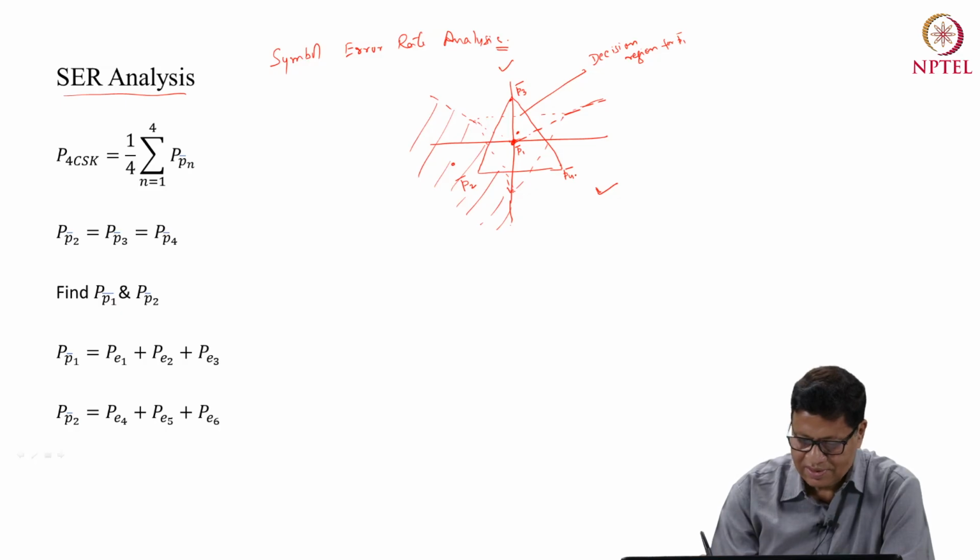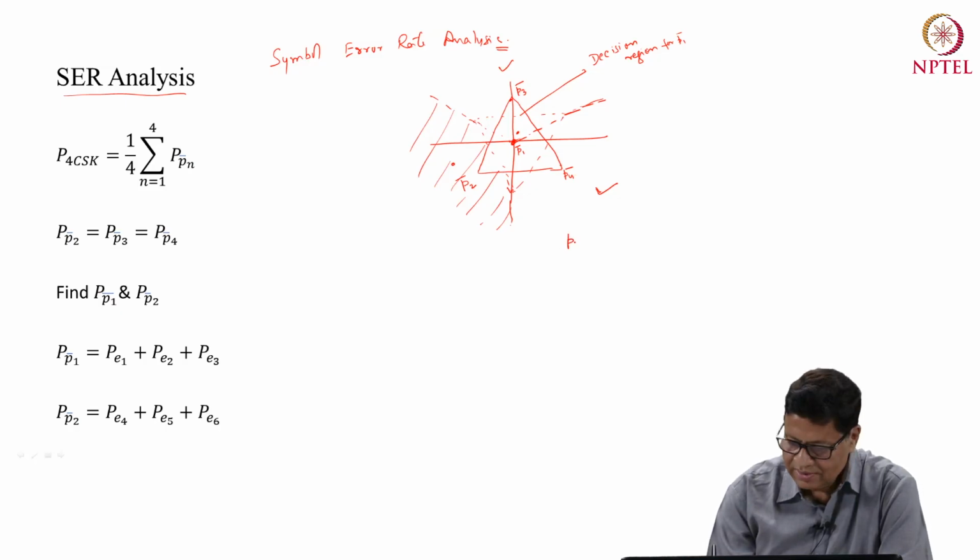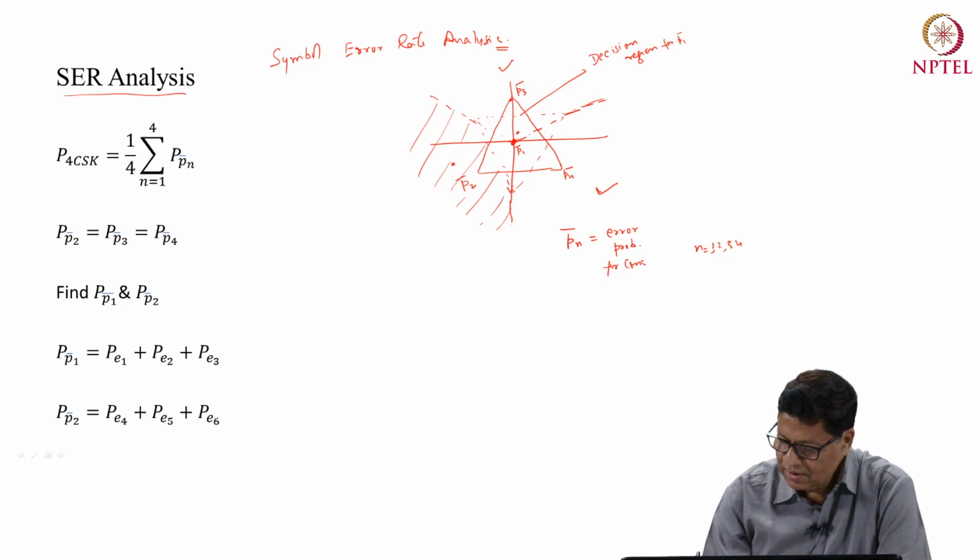So let us write now Pn, where n is 1, 2, 3, 4, in 2 dimensions, as the error probability for constellation point Pn.